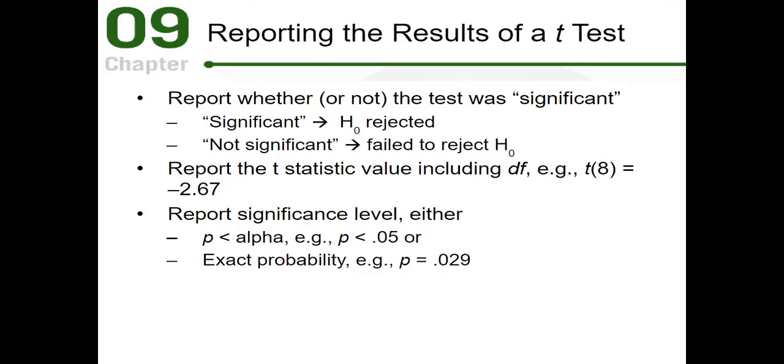So when we get ready to report the results of the t-test, we're going to report whether or not the test was significant, and if we rejected or failed to reject the null hypothesis. We'll also report that t-statistic value, including the degrees of freedom. We'll report the level of significance as well.